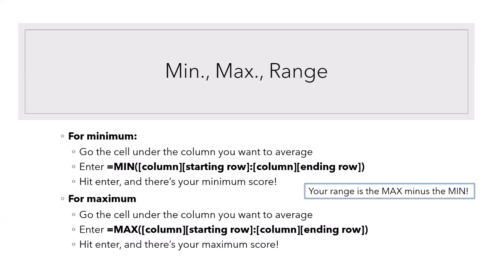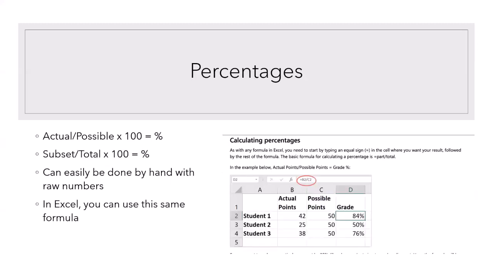For your minimum and your maximum, those are quite similar to the previous formulas. You just do the same thing, but you put MIN for min and MAX for max. And then your range, you can just calculate that by hand because it is the maximum minus the minimum. So super simple, just subtraction there. For percentages, you can easily calculate this by hand too.